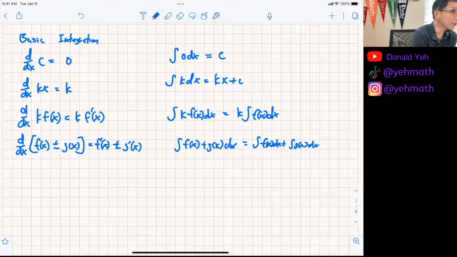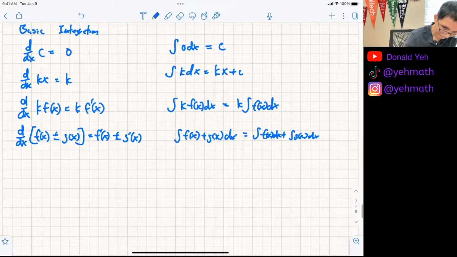If I take a derivative of 2x plus 1, what am I going to get? 2 plus 0. There's not a single number in there.